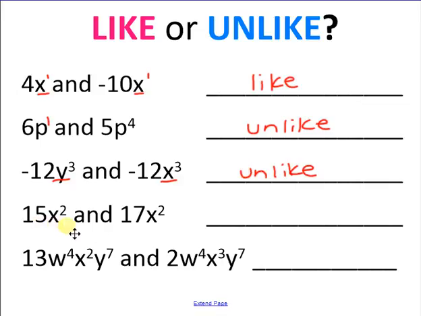Here we have 15x squared and 17x squared. So we have x and x, squared and squared. 15 and 17 can be different because the coefficients can be different. So these are like terms.